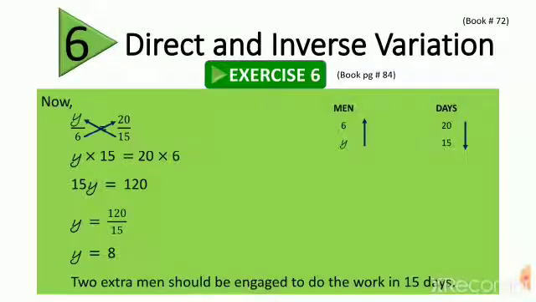Now we have to tell that 2 extra men should be engaged to do the work in 15 days. Why have we written that it's 2 men? Because in the statement of the question it's written that 6 men are required to complete the work in 20 days. And we have found 8. So between 8 and 6 there's the difference of 2. That's why we say that we already have 6 men and we need 2 extra men to complete the same work in 15 days. I hope you have understood.